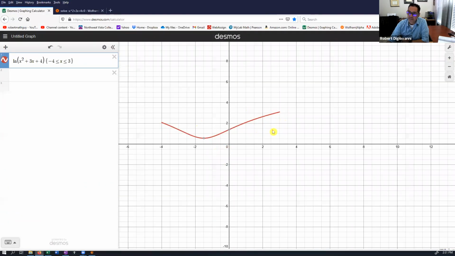Here was the graph. And you can see that we have a negative 1.5. We have a minimum value of 0.56. And then our max occurs at this endpoint right here. At 3, we get 3.091.